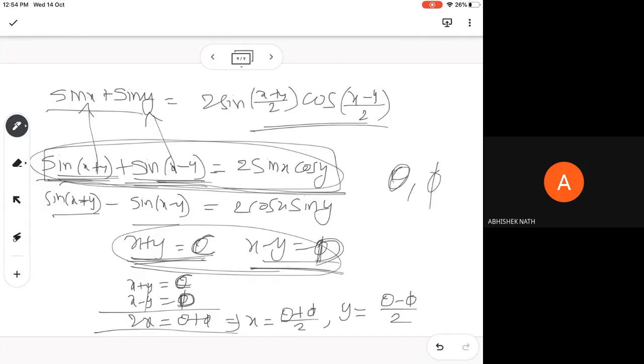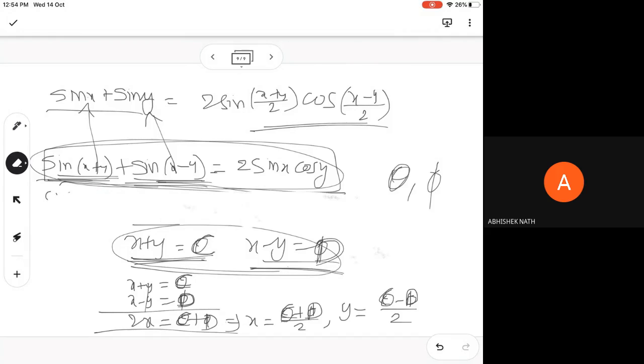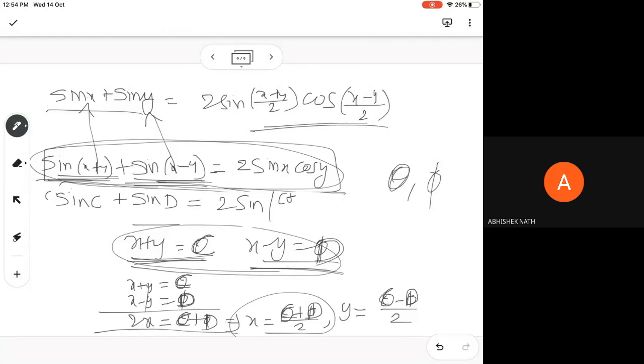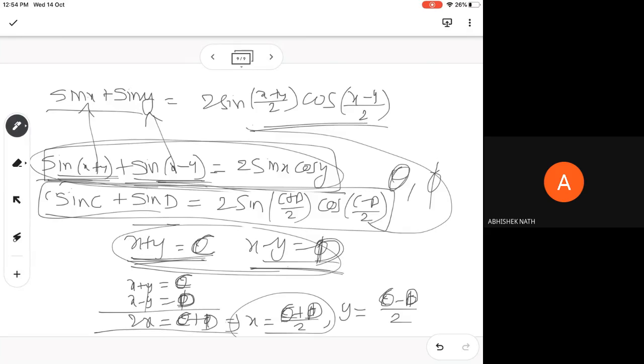So this will be C plus D by 2 here, and C minus D by 2 here. So replace these. What do you get here? Replacing here, sin C plus sin D is equal to 2 sin (C plus D by 2), since x is nothing but C plus D by 2. So 2 sin (C plus D by 2) cos (C minus D by 2). Now you can replace this by x and y: write x in place of C, and y in place of D.